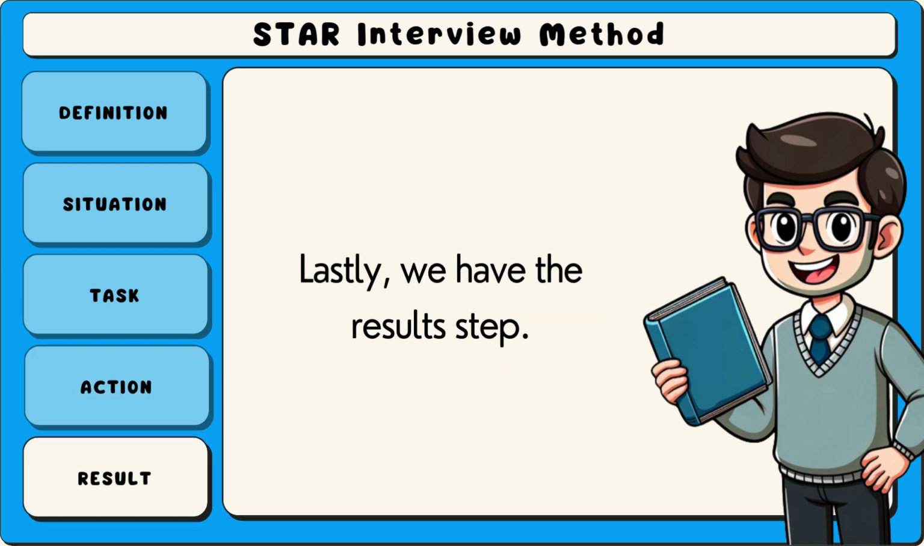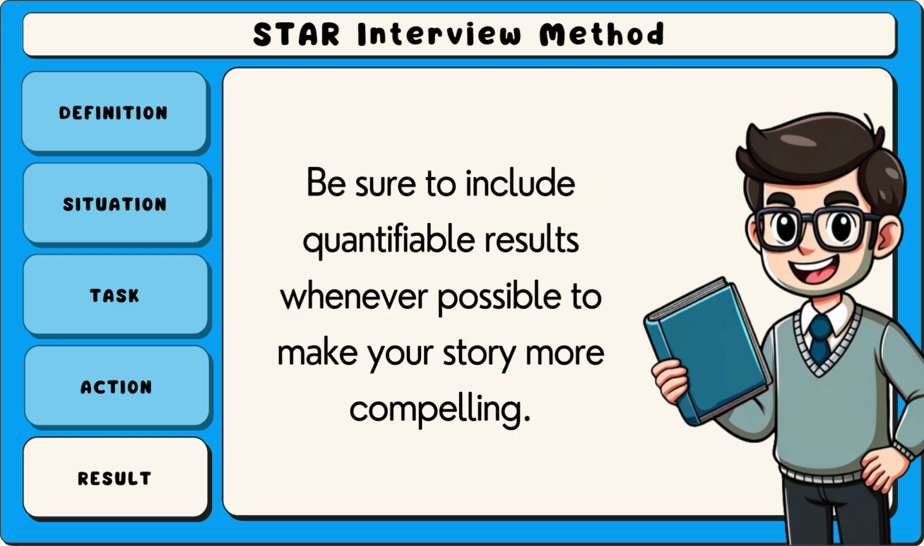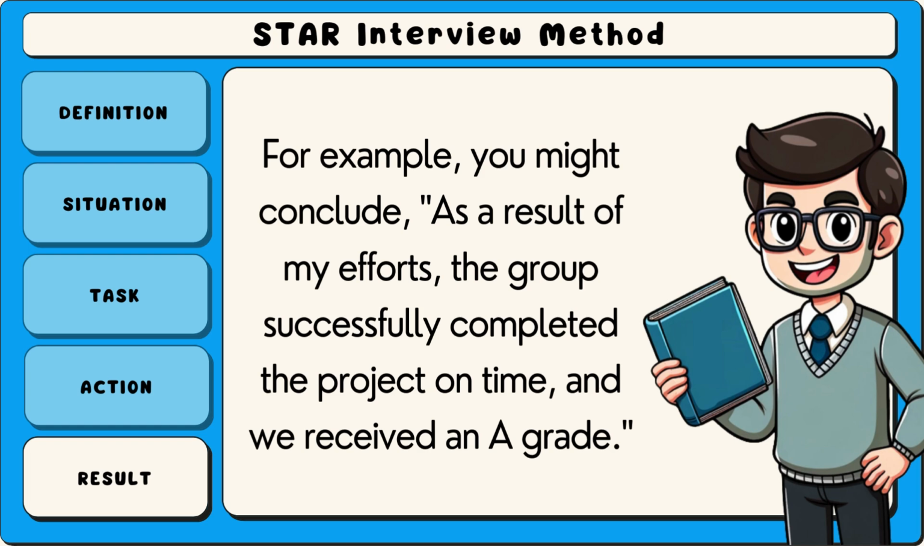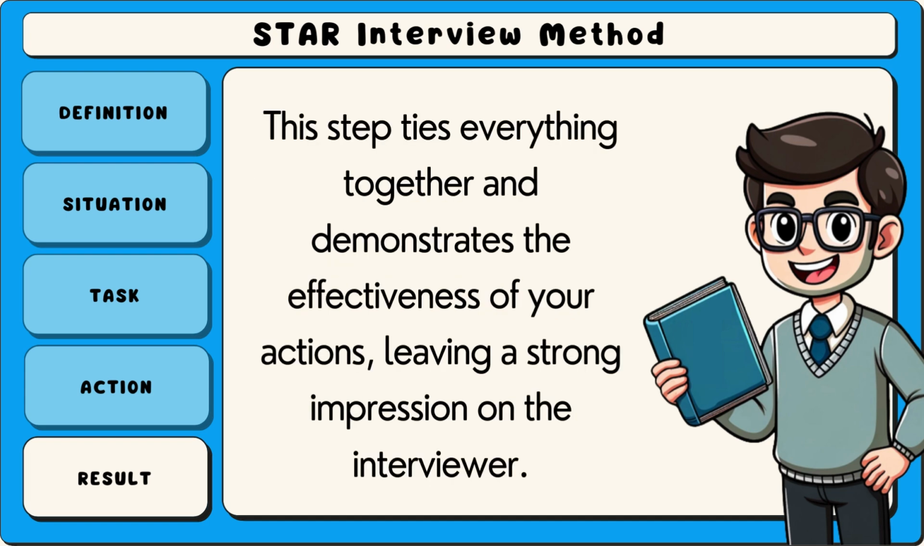Lastly, we have the results step. The result is where you describe the outcome of your actions, focusing on the positive impact you had on the situation. Be sure to include quantifiable results whenever possible to make your story more compelling. For example, you might conclude, "As a result of my efforts, the group successfully completed the project on time, and we received an A grade. The 2 classmates who had been in conflict even thanked me for helping them work together more effectively." This step ties everything together and demonstrates the effectiveness of your actions, leaving a strong impression on the interviewer.